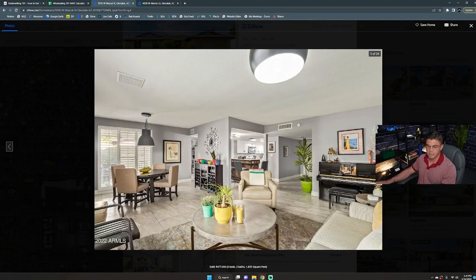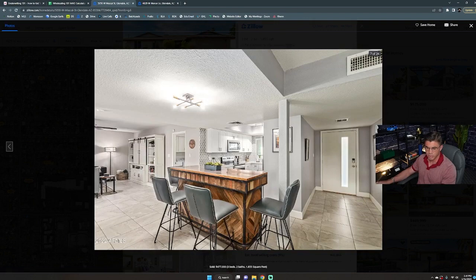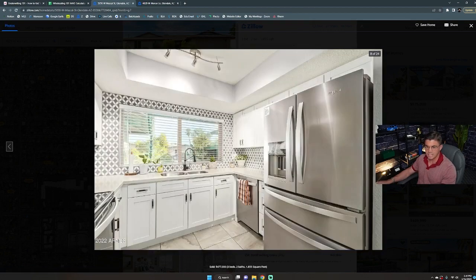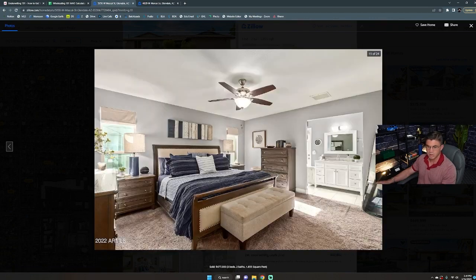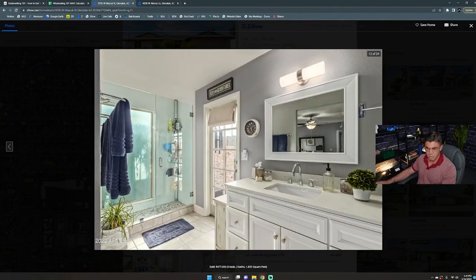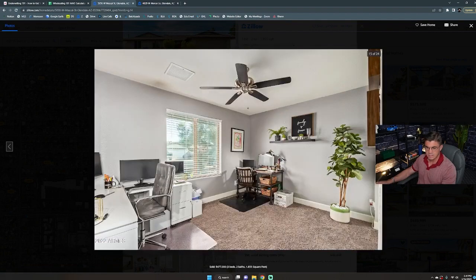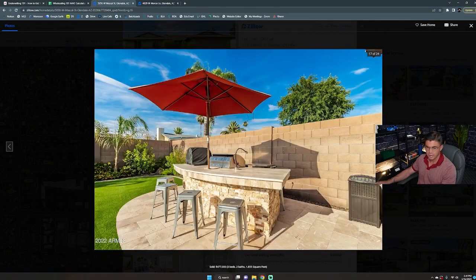remodeled. There's new paint throughout the house. The flooring could be old, I'm not sure. But that kitchen is obviously new. This has the mark of somebody having flipped this house written all over it. Looks like they have some old carpet in the bedrooms. That's interesting. But new paint all throughout.